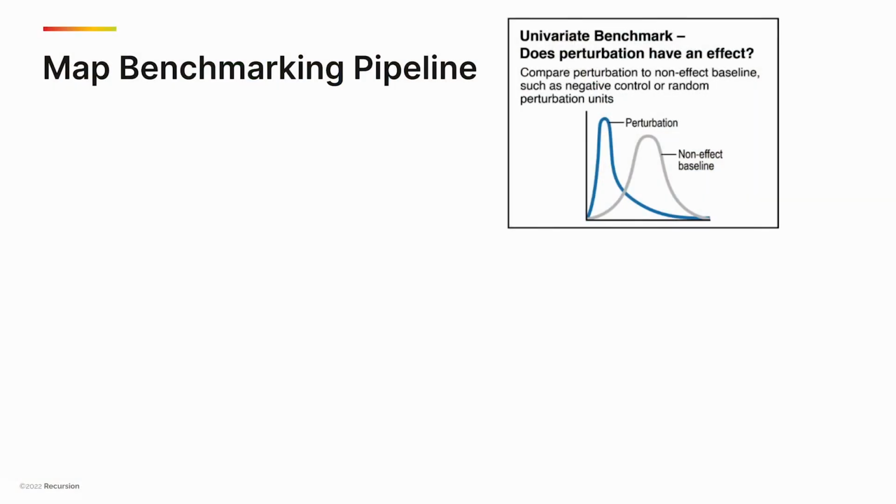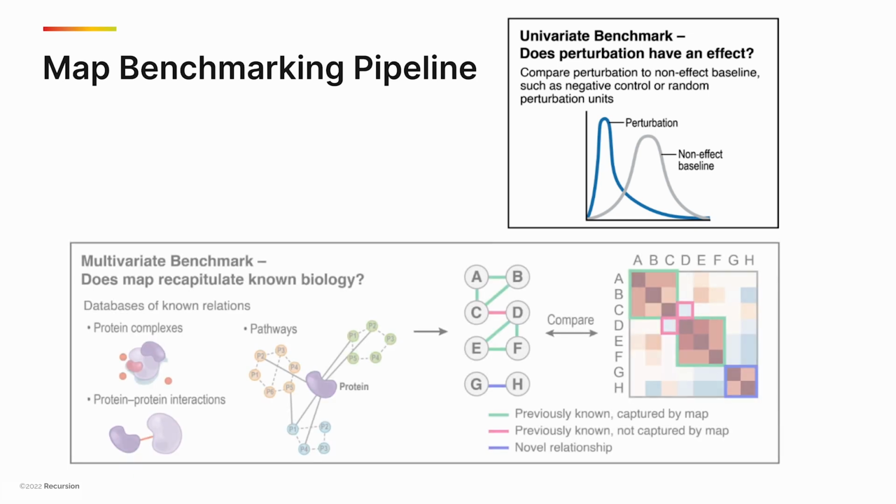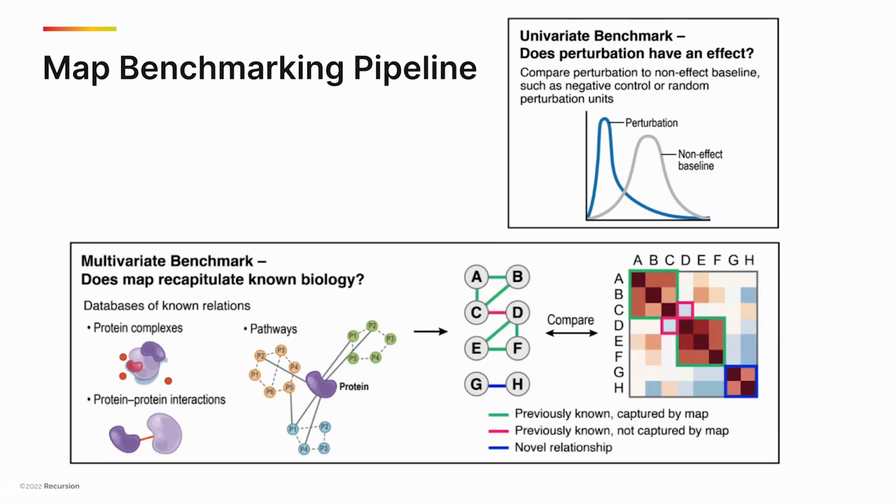We divide map benchmarks into two types, which we call univariate and multivariate benchmarks. Univariate benchmarks assess the ability of an IFR pipeline to recover signal on individual perturbations, utilizing the replicates of a perturbation after alignment. Multivariate benchmarks, on the other hand, utilize the relationships between aggregate representations of perturbations to evaluate a map's ability to recover known biological relationships.